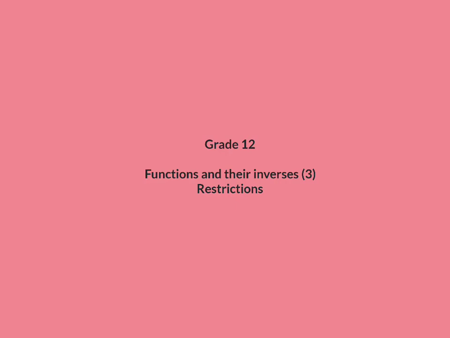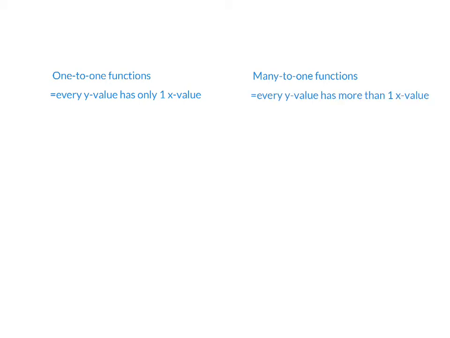In this lesson on functions and their inverses, we are going to have a look at restrictions. In our previous lesson, we learned about one-to-one functions and many-to-one functions. We heard that in a one-to-one function, every y value has only one x value, whereas in a many-to-one function, every y value has more than one x value. Now we're going to have a look at the inverses of these functions.